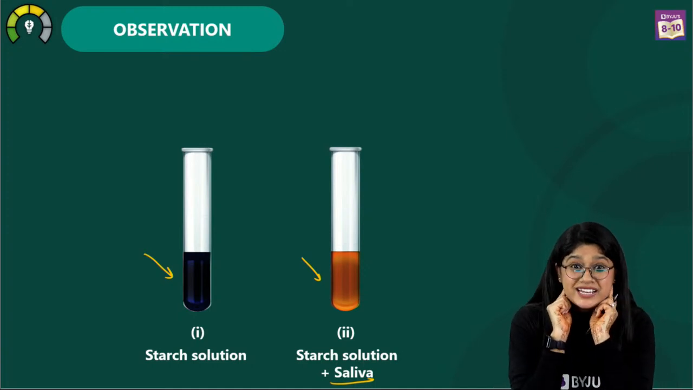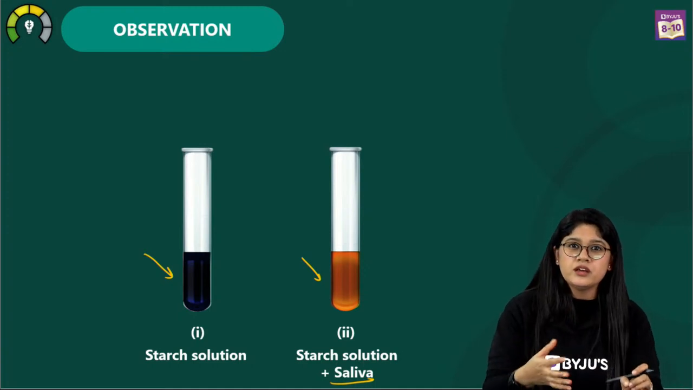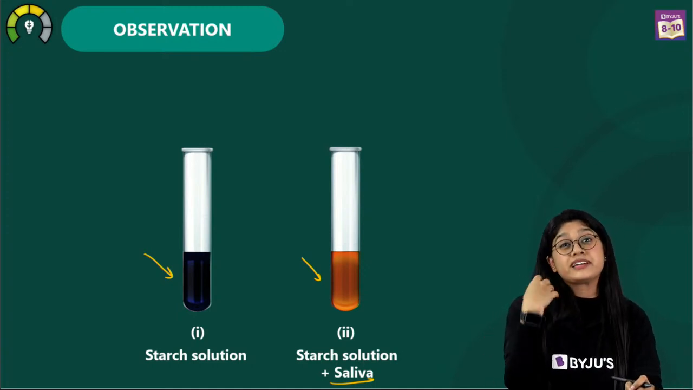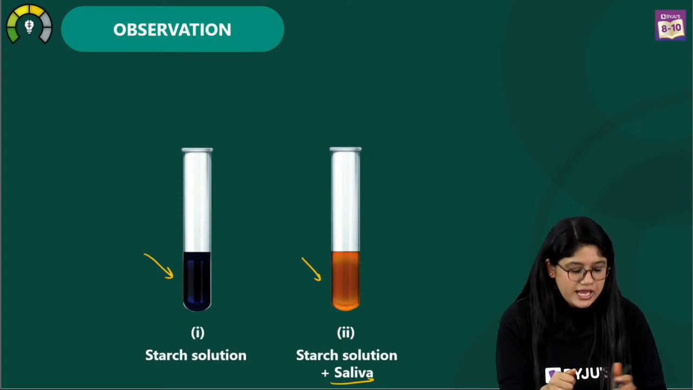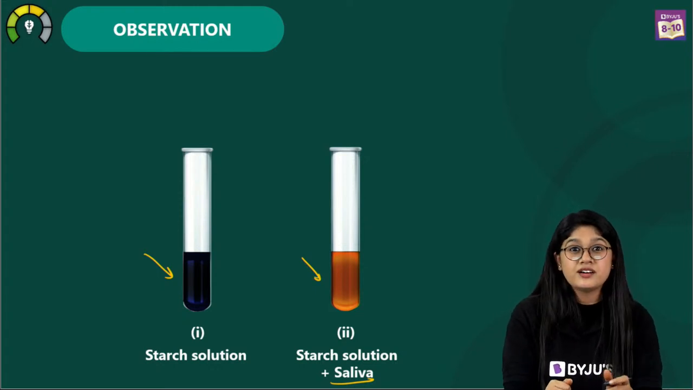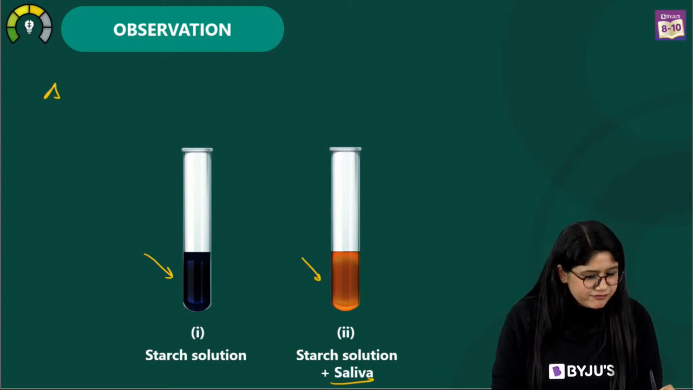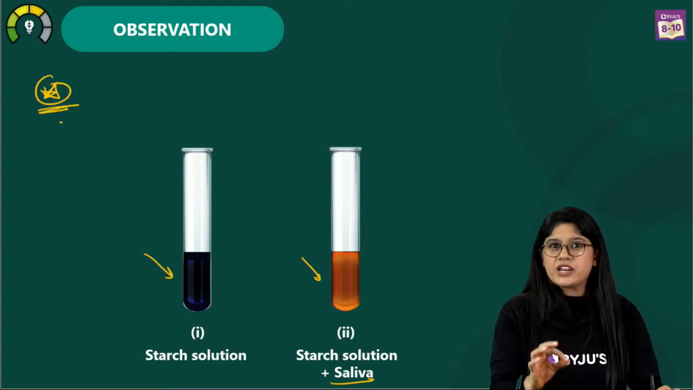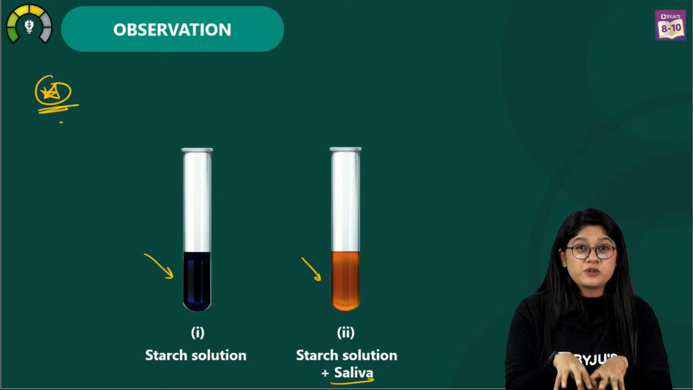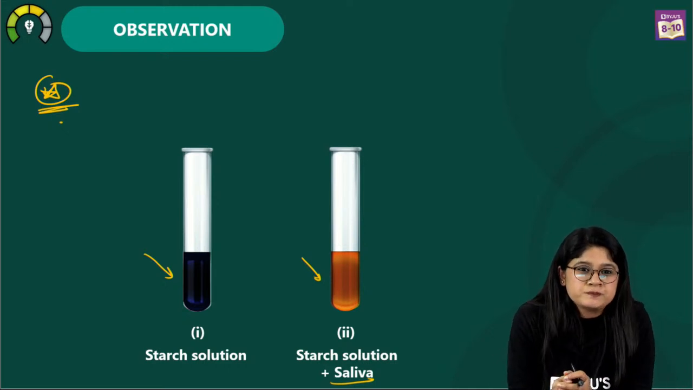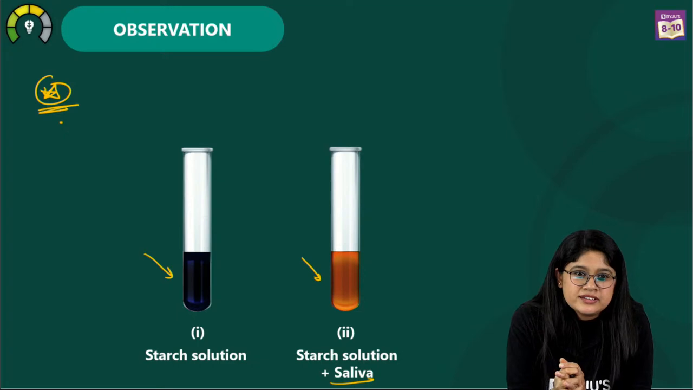We have salivary amylase, which is released, which will be breaking down the carbohydrate. Basically, the starch will be getting broken down into sugar. And because of that, we'll see the change in color. We'll have the brown color and not the blue color. It's a very, very important thing, because at this particular point, we get really confused. Awesome. Yes, I can see the answers.